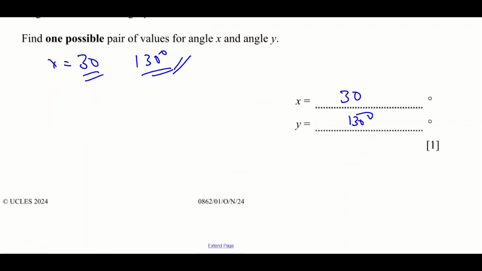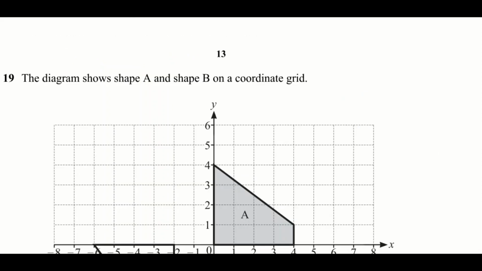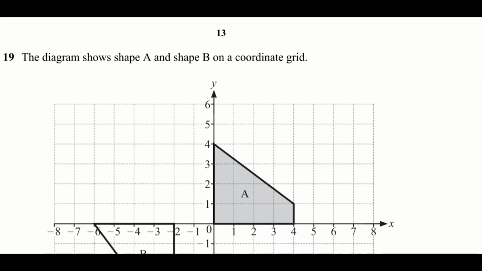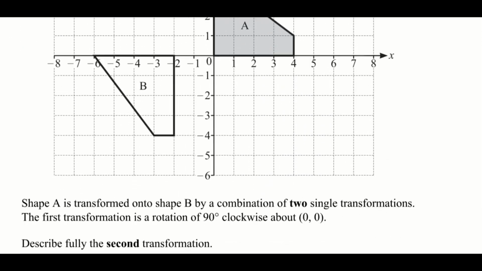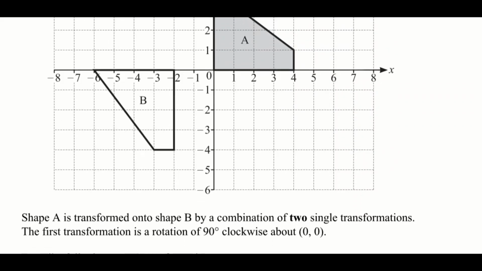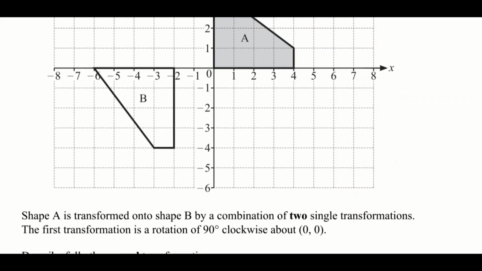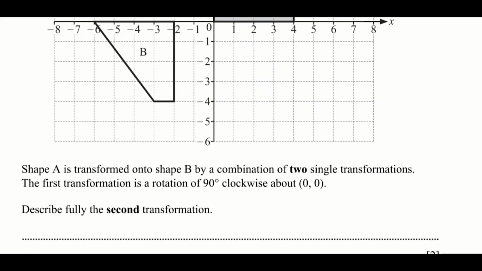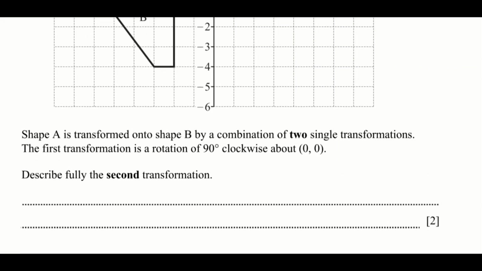Pretty straightforward. The next question will be question 19. In question 19, the diagram shows shape A and shape B on a coordinate grid, as you can see below. Shape A is transformed onto shape B by a combination of two single transformations. The first transformation is a rotation of 90 degrees clockwise about (0, 0). Then describe fully the second transformation.